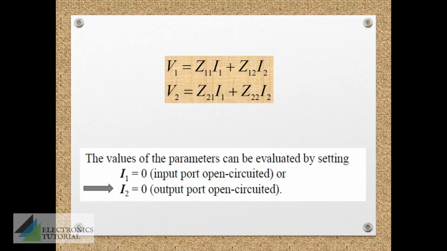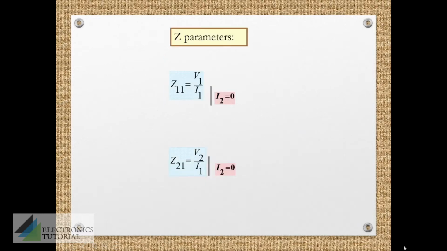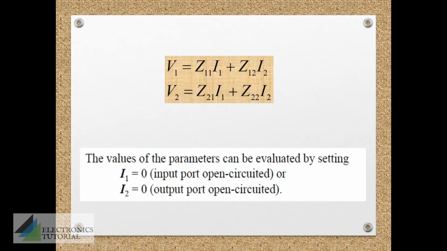Similarly, we can substitute the value 0 for I2 in the second equation. Then the equation becomes V2 is equal to Z21 into I1. Z21 can be found as Z21 is equal to V2 by I1. These are the two equations that we obtain by setting I2 is equal to 0. Z11 is equal to V1 by I1 when I2 is equal to 0 and Z21 is equal to V2 by I1 when I2 is equal to 0.